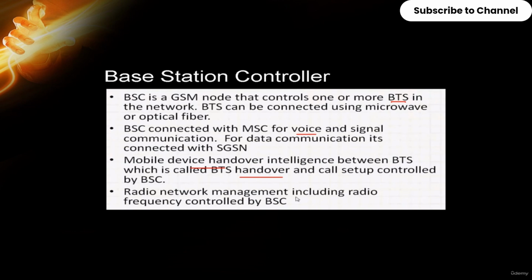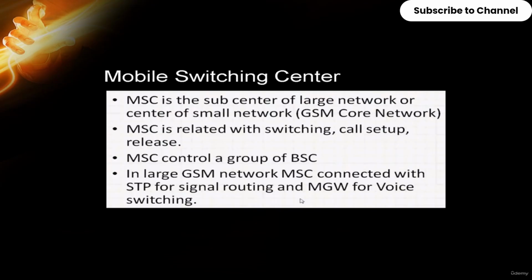So the radio network is managed with the frequency, what type of frequency the user is using; those are controlled by the base station controller. So next is the mobile switching center. The mobile switching center is a large network which consists of small networks. It is related with the switching of mobile devices, call establishment and releasing of call. This mobile switching center is a control group of all base station controllers. So it controls all the base station controllers.